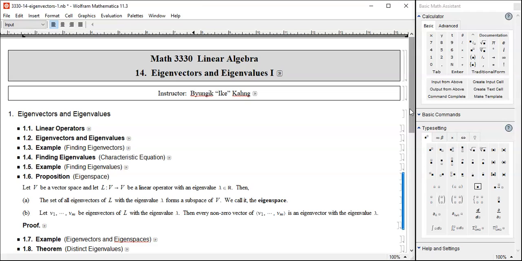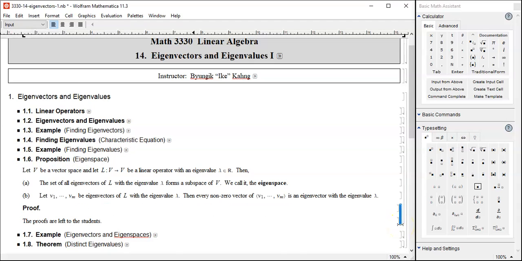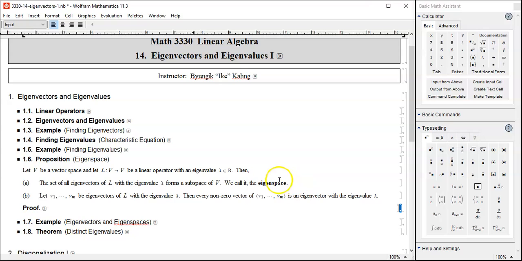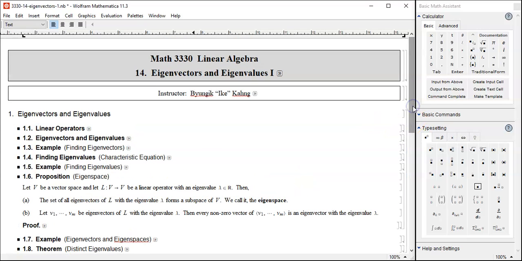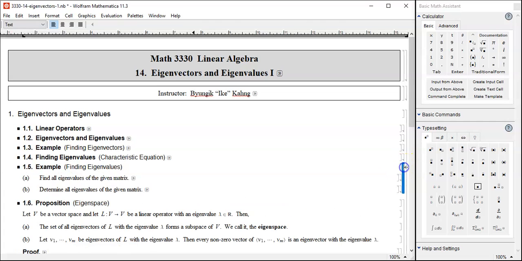Let V be a vector space and let L be a linear operator there. Then the set of all eigenvectors forms a subspace, and we're going to call that the eigenspace. Okay, we have to prove this is a subspace. Oh, all right, I'll have to prove it for the readers. So probably this is a homework problem then. Okay, the set of all eigenvectors for an eigenvalue is called an eigenspace. Let's get the previous problem.